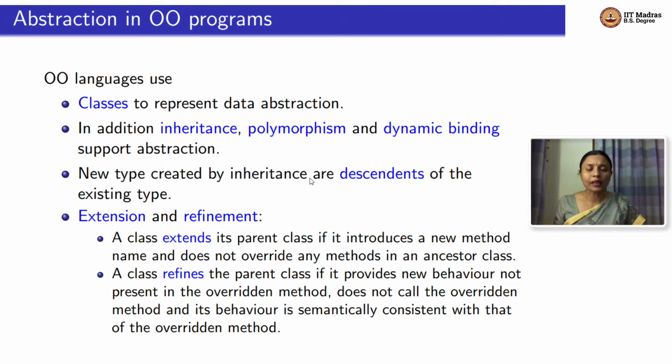When it comes to a parent class and a child class, you can define two notions. One is that of extension, one is that of a refinement. We say a child class extends its parent class if it introduces a new method name and does not override any of the methods in the parent or the ancestor. On the other hand, a child class refines a parent class if it provides new behavior that was not present in the overridden method, does not call the overridden method, and its behavior is still semantically, meaningfully consistent with that of the overridden method.